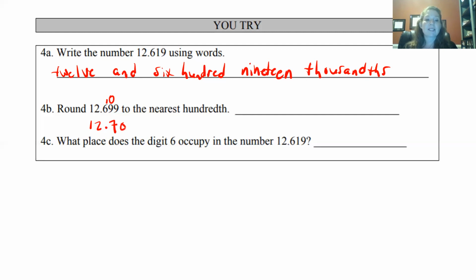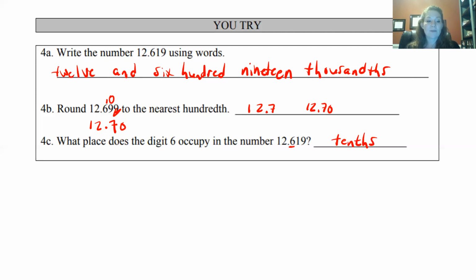Well, that 0 has no value because it's just 7/10 or 70 hundredths. It's the same thing. So your answer could be 12.7 or 12.70, same thing. But you drop the last non-zero number. And then finally, 4C, what place does the digit 6 occupy in this number? What is the 6 in? It's in the tenths place.